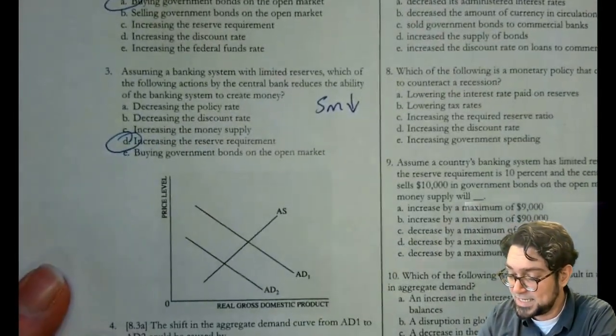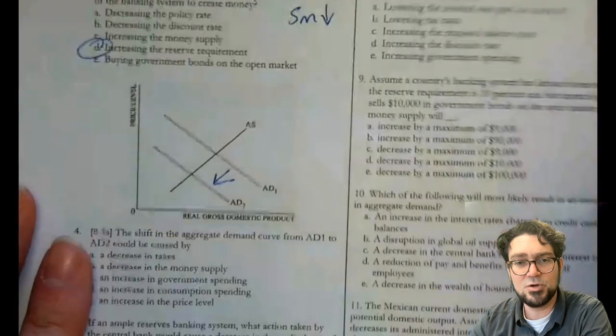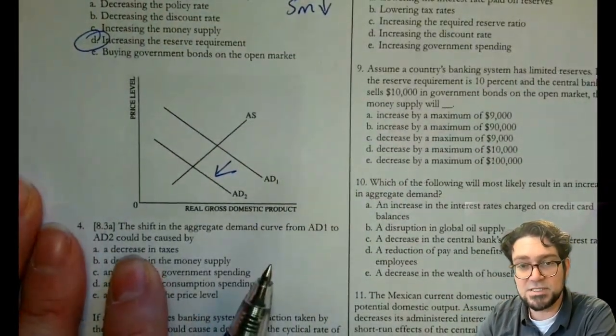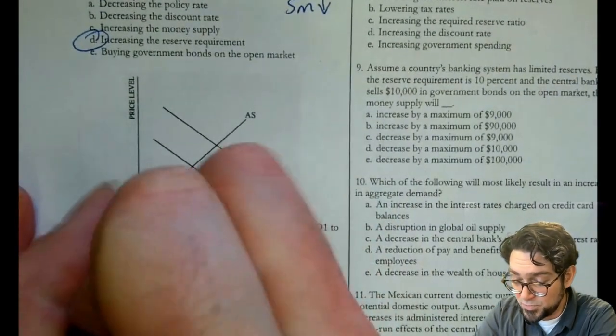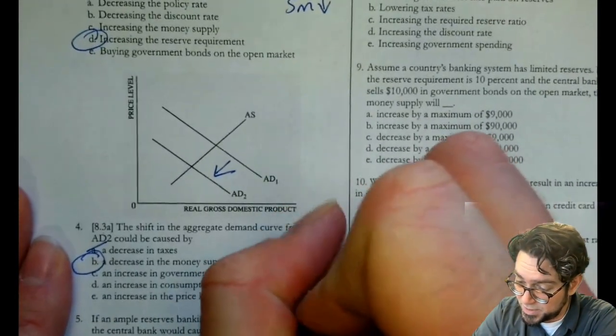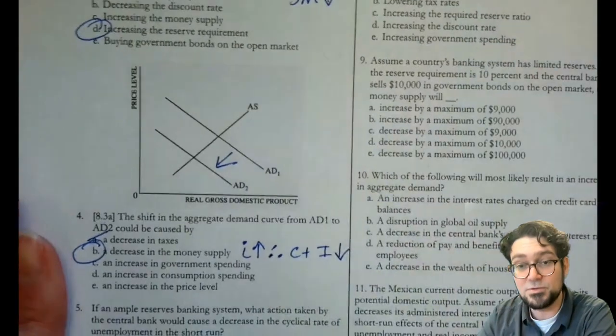Number four, the shift in AD from 1 to 2, which is going that way if you can't really see it, could have been caused by what? Well, lower taxes, no, that's not going to do it. Decrease in the money supply, that would do it. And that's because the interest rate would go up and therefore consumption and investment would go down.